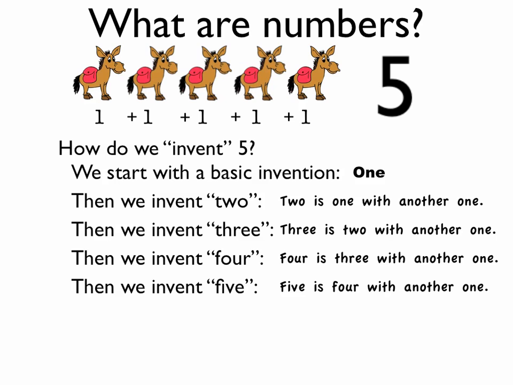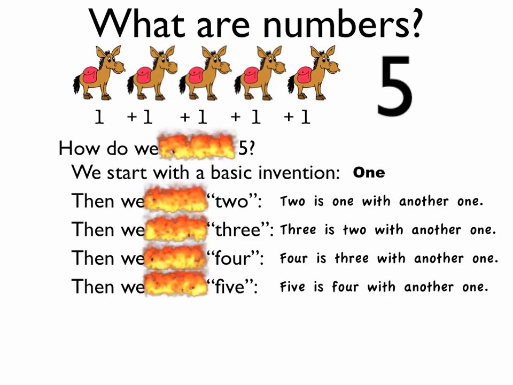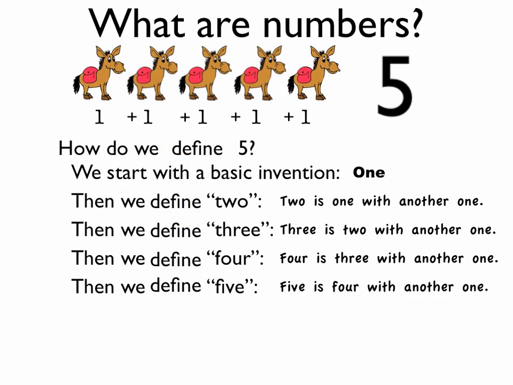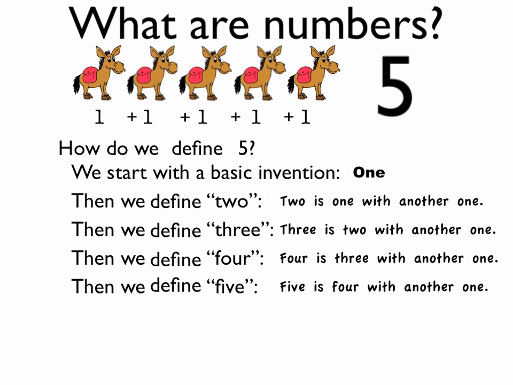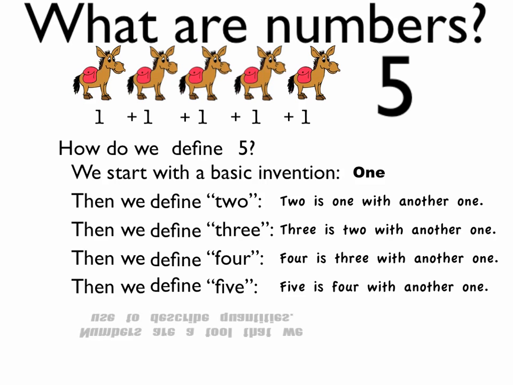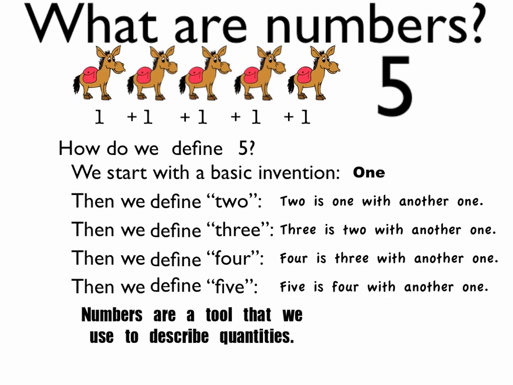And you know, invented doesn't feel like quite the right word. Maybe instead of saying we invented those numbers, we could say that we've just defined those numbers. So we've given a definition for what 5 means here. 5 is essentially just a 1 and a 1 and a 1 and a 1 and a 1, or it's 4 with another 1. And why do we do that? Well, we created those definitions so that we could use 5 to describe how many donkeys I have. Ultimately, what numbers are is a tool that we use to describe quantities. We use it to describe amounts.